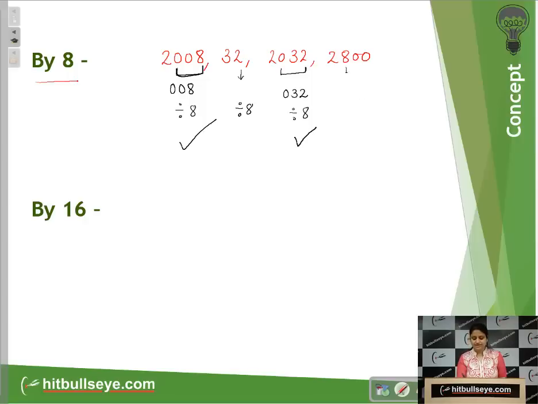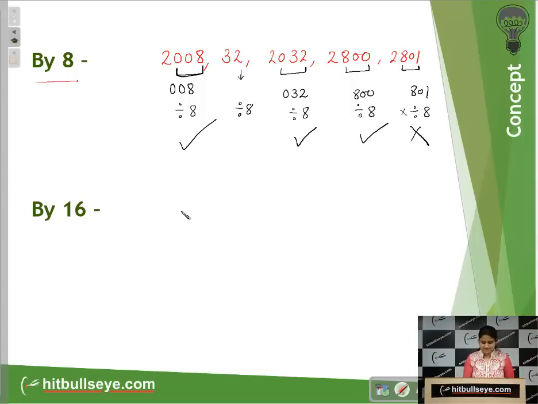Now come to the next thing. I'm taking 800, exactly divisible by 8. Once again, this number is exactly divisible by 8. We can write one more example which is not divisible by 8. That is 2801. Now, if I take the last three places 801, since 801 is not divisible by 8, that's why this number is not divisible by 8.